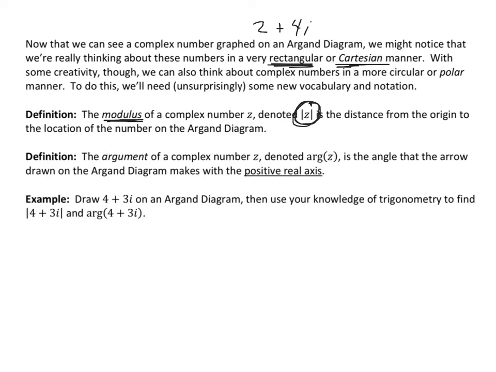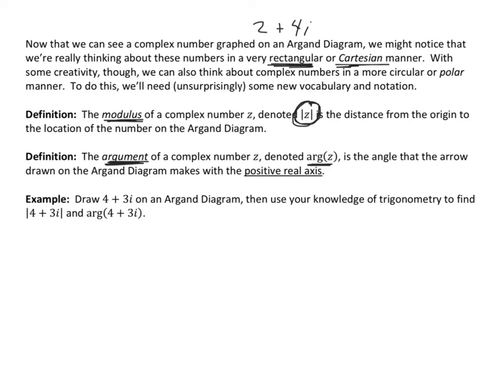The second definition is argument. The argument of a complex number z, which is denoted arg z, is the angle that the arrow drawn on the Argand diagram makes with the positive real axis. Now, those concepts may be a little bit unclear, so I want to go through a fairly simple example to help you make sense of that.